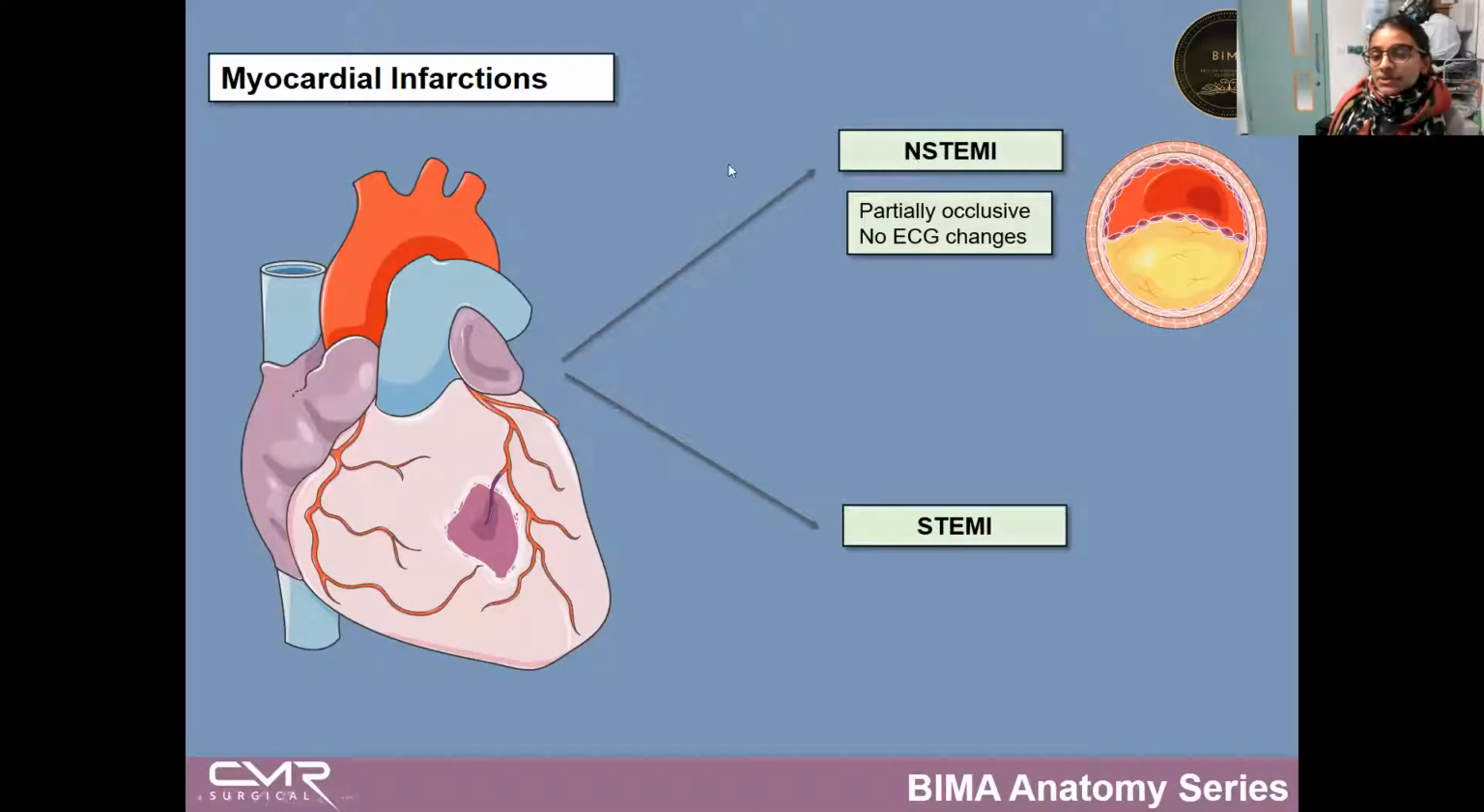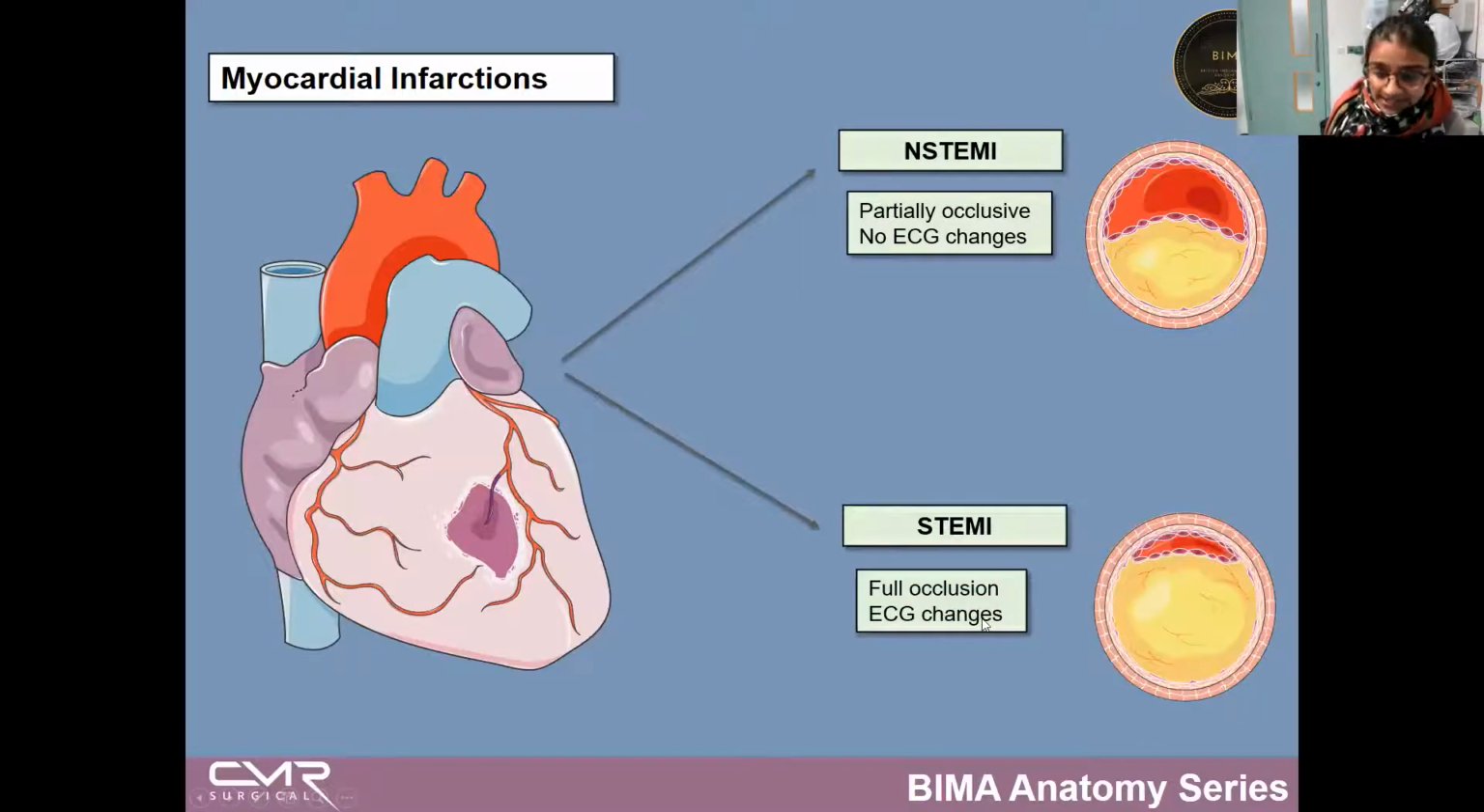And an NSTEMI, which stands for non-ST elevation MI, has no ECG changes. Whereas a STEMI, that stands for ST elevation MI, does have ECG changes, and it's usually fully occlusive. So I know this diagram shows that there's still a little bit of an opening, but that blood is just not enough. So a STEMI, for all intents and purposes, is a full occlusion of that artery.